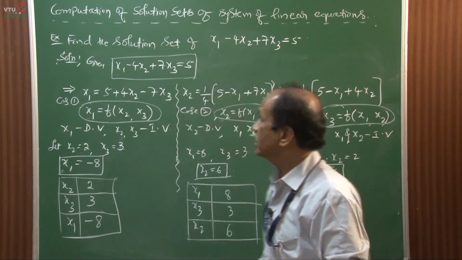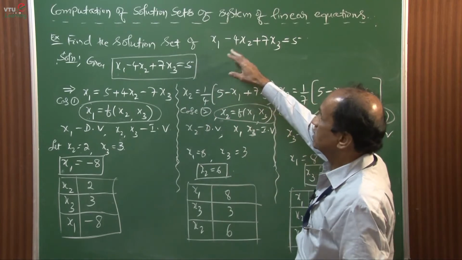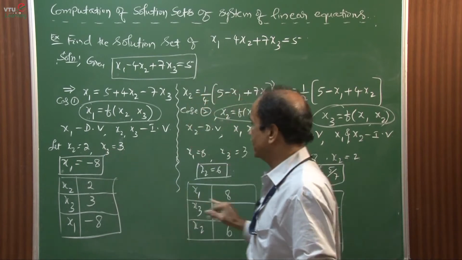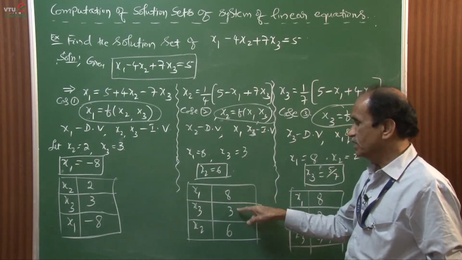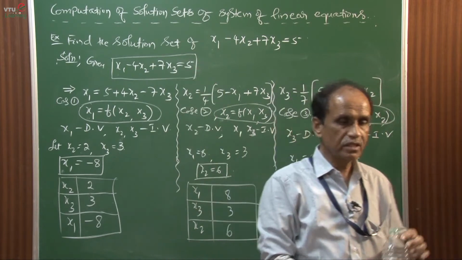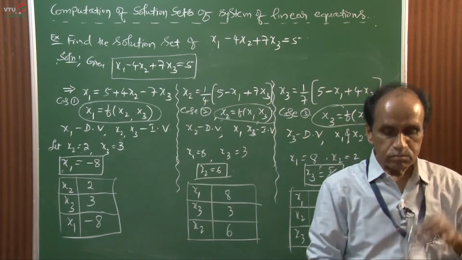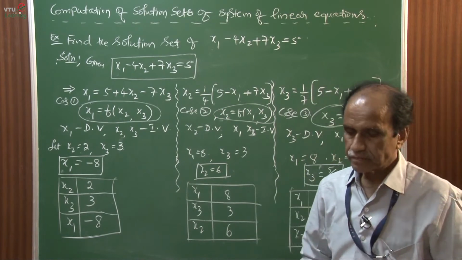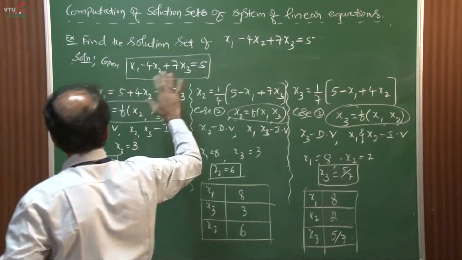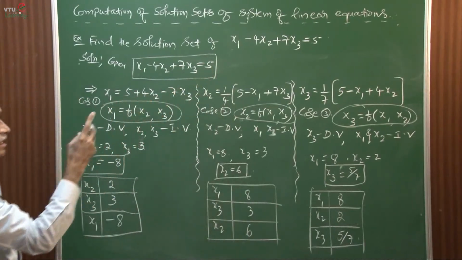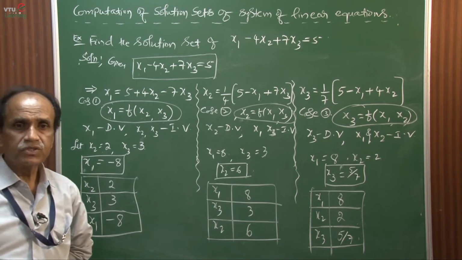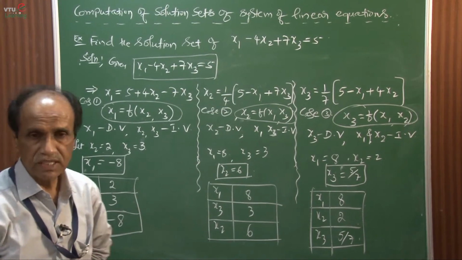What we have to do is assign trial values. These are the trial values: x2 equal to 2 and x3 equal to 3, and for x1, x3, 8 and 3, like that. Just like that, any set of values you can give. In this way you can even extend the idea from 3 unknowns to 4 unknowns, 5 unknowns, like that.